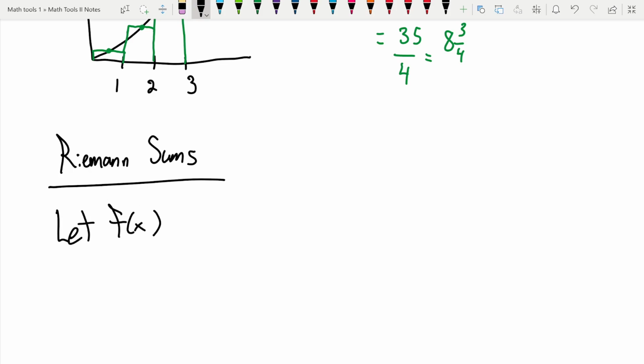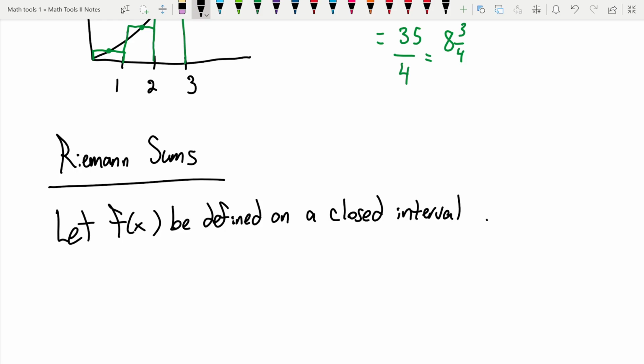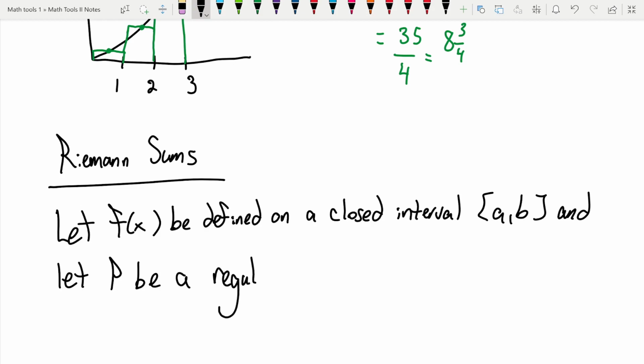first. So let f of x be defined on a closed interval [a, b], and let P be a regular partition of [a, b]. Okay, so remember, regular partition means that the partition has equal width, right? Every rectangle has an equal width in this case, every width of each subinterval.